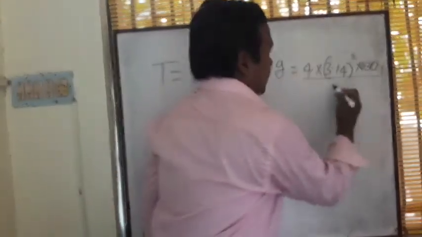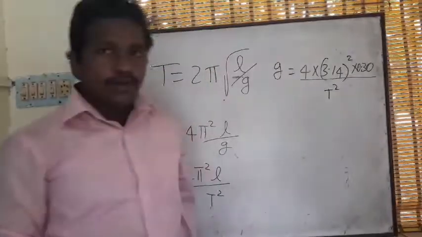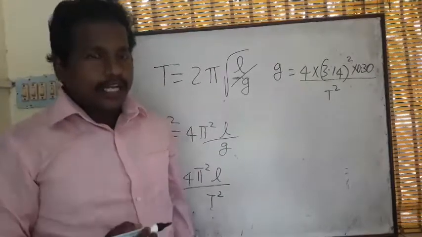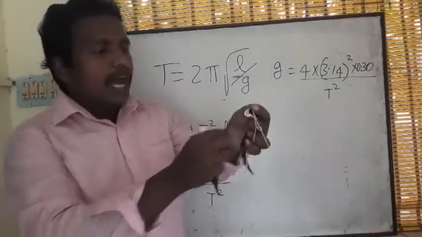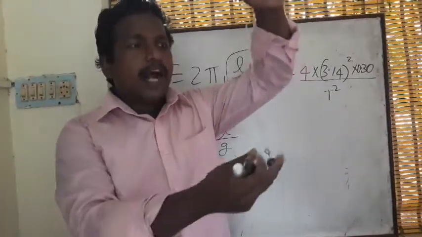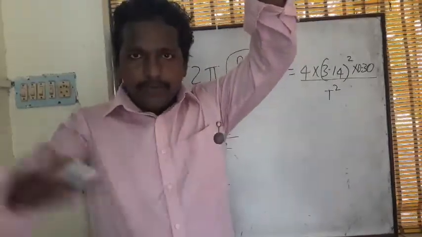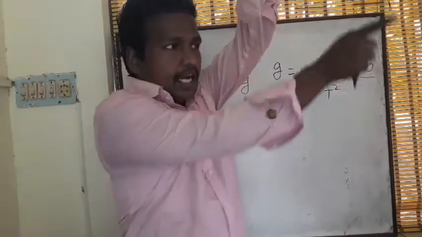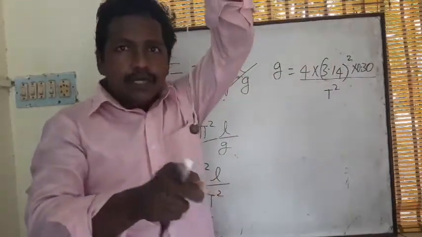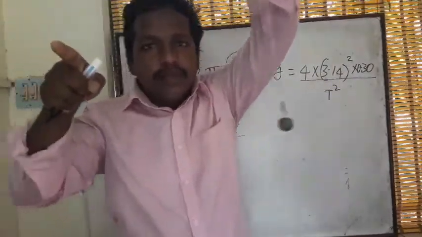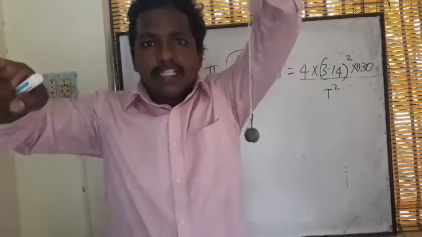Now T square, I don't know what T square is. Now I am going to show you how to calculate the T square. You need to take a clock. For one oscillation, you can go from here to the maximum point and the negative maximum point, then back to 0, and take it as one oscillation. Otherwise, from here like this you can take it as one oscillation.